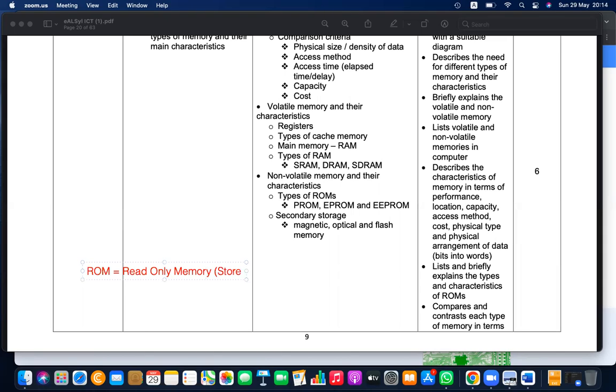Read-only memory actually stores data written by the manufacturer. Not just data, it stores data and instructions or programs written by the manufacturer. So we call them firmware, because it is firm, firmware. So it is stored by the manufacturer at the manufacturing time. So those are called firmware programs.